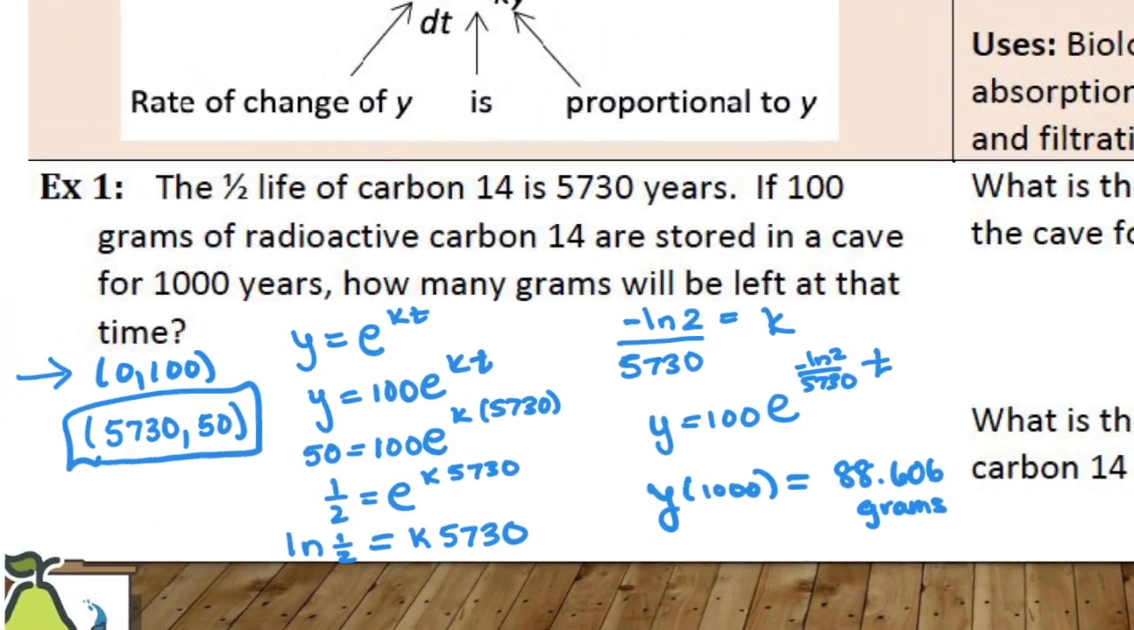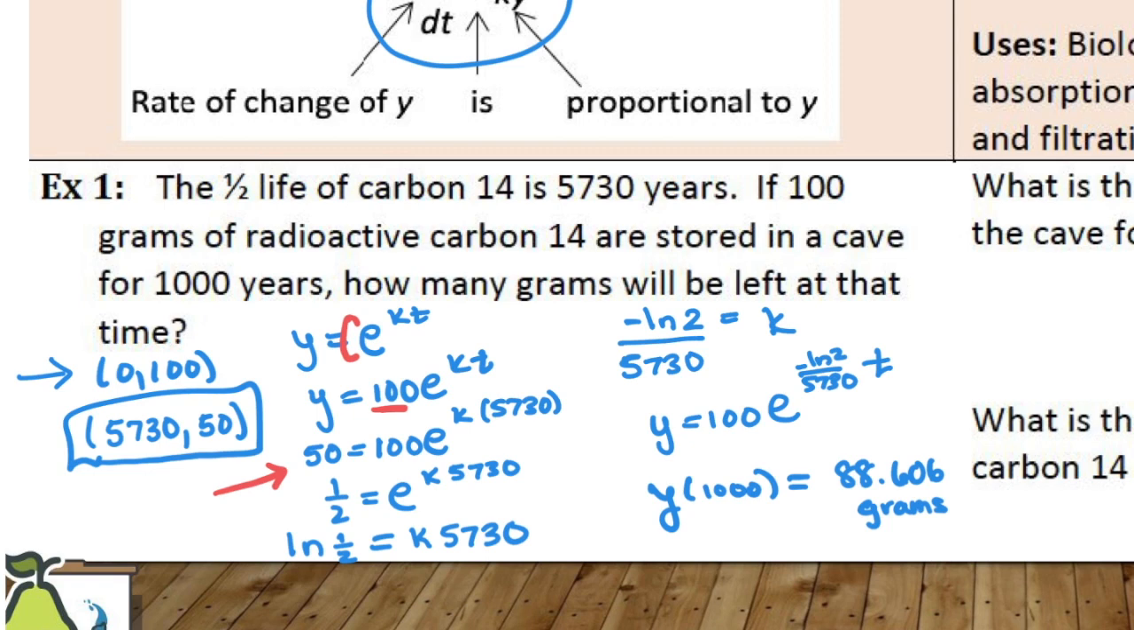Now, since we know that this is a growth or decay problem, then dy/dt is equal to ky. We've integrated this often enough that we know that y equals c e to the kt. And if we're given t is 0, that c value is your initial value. Next, we can use the idea that the point 5,730 years goes with 50 in order to find our k value.